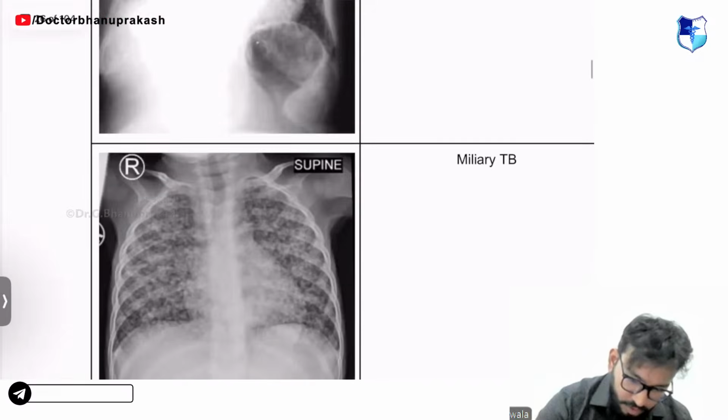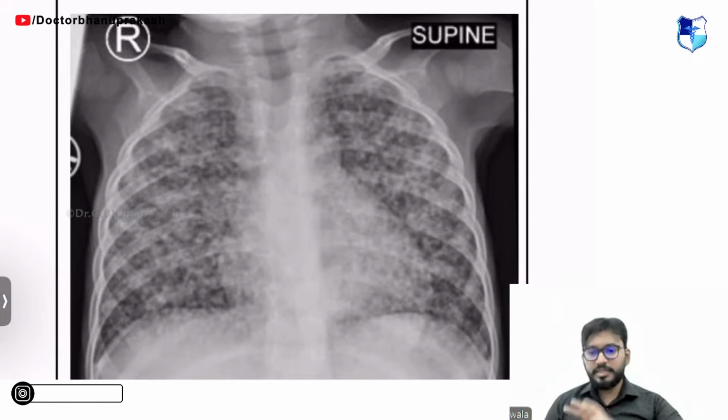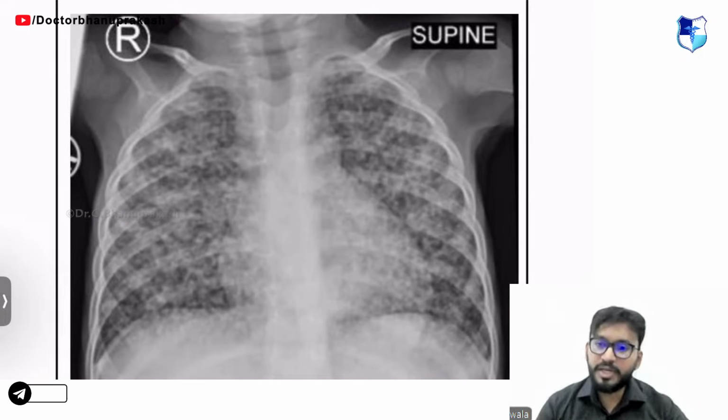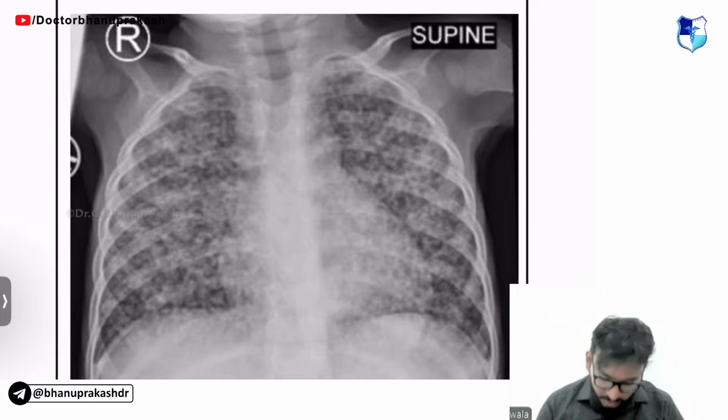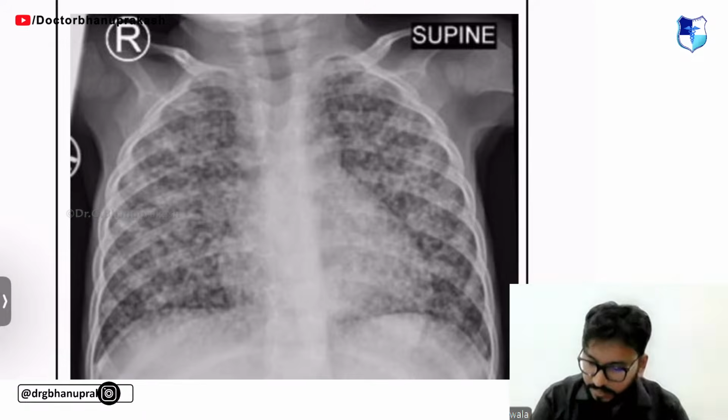Okay, guys, look at this. Finally, after 6 or 7 years, he is not compliant with the medications. He has not taken medications. Now the same patient has come to you with this. What is this, guys? Come on, this is very easy. What is this?